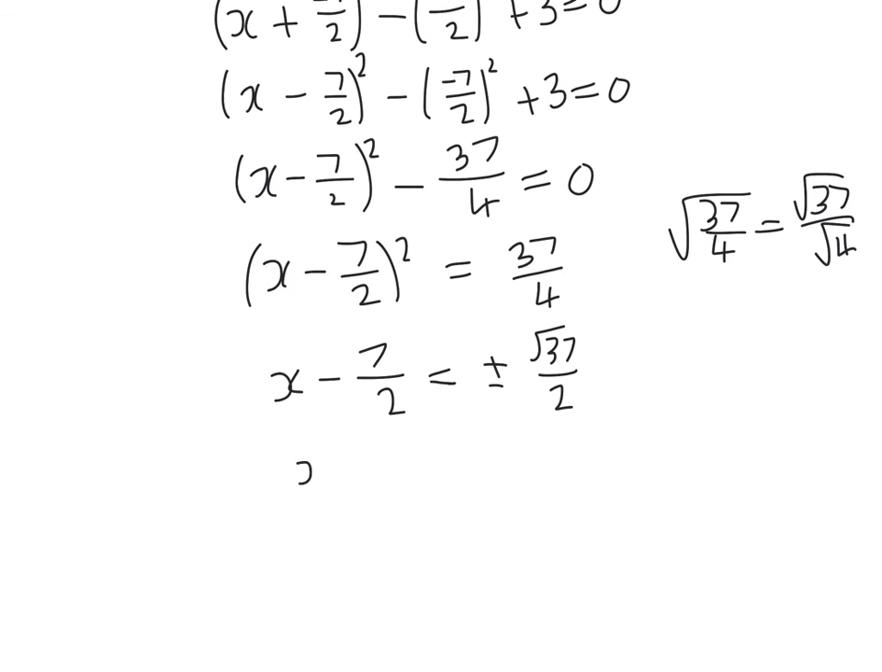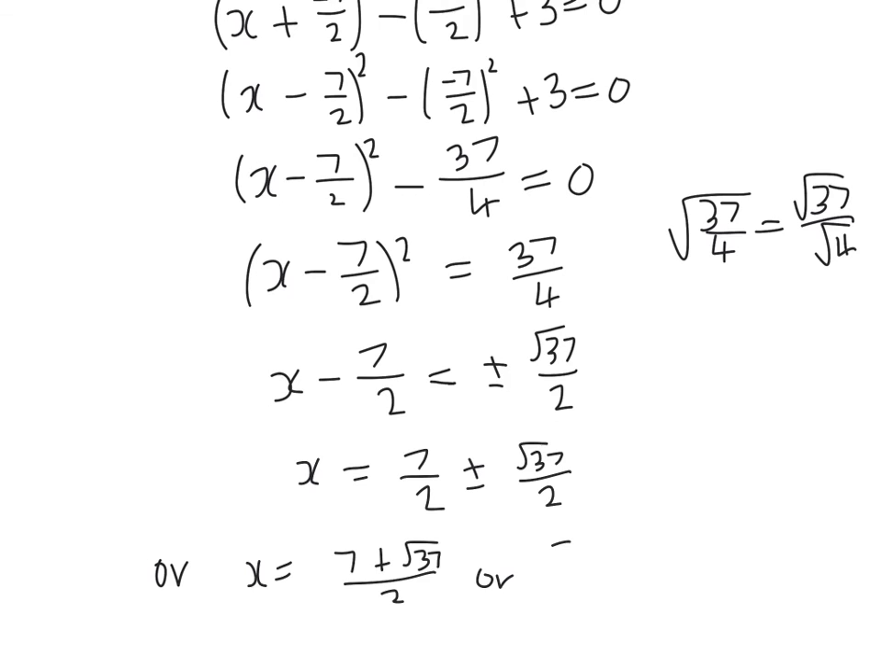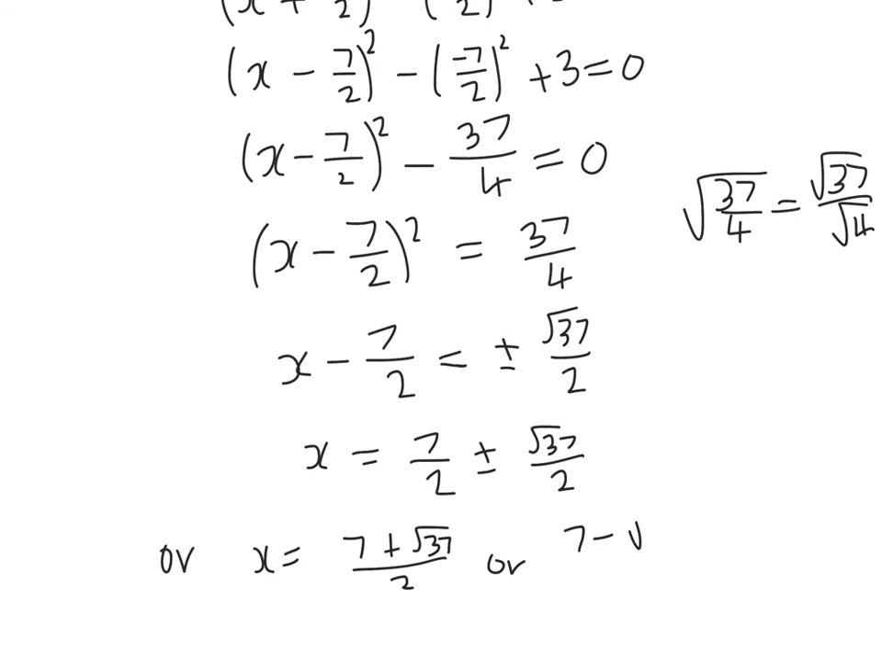What's left to do then is to add 7 over 2 to both sides, so we end up with 7 over 2 plus or minus the square root of 37 over 2. And you can leave it like that. Other ways to write that would be x equals 7 plus root 37 over 2, or 7 minus root 37 over 2. And those answers might look very familiar from the quadratic formula, and that's because the quadratic formula is actually derived from completing the square.